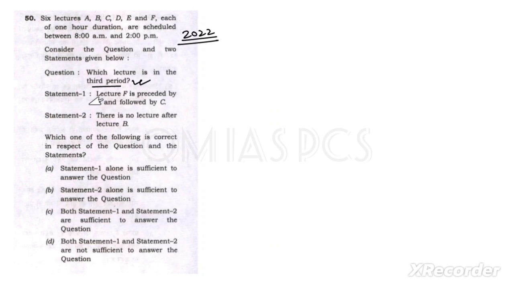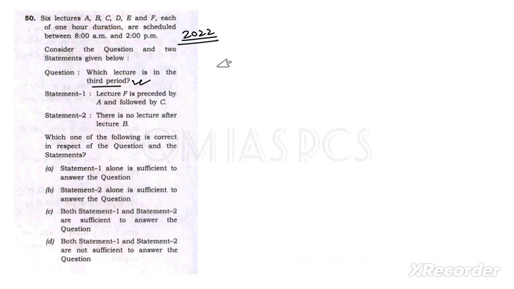Statement 1 is lecture F is preceded by A and followed by C. Understood this one? Lecture F is preceded by A and followed by C. Next one is there is no lecture after lecture B. Okay.